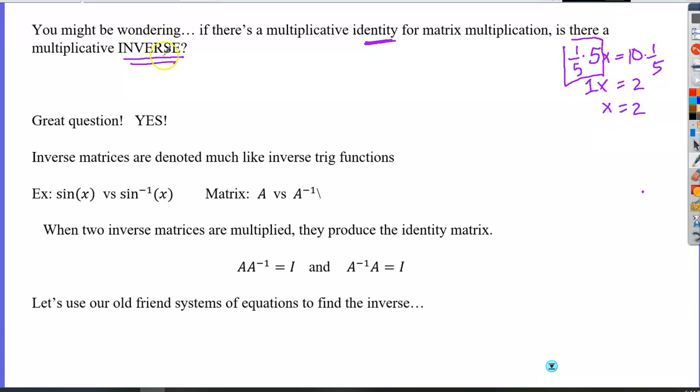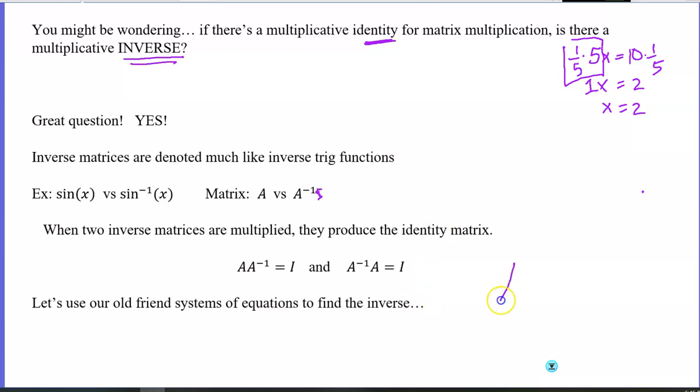So is there an inverse, a multiplicative inverse for matrices? Yes, there is. Good question. So inverse matrices, because that's basically what we need, are denoted a lot like inverse trig functions. Remember how we had sine and then sine inverse, which meant to undo sine? Same thing for matrices. For matrices, we have A and A inverse. So this is the inverse matrix for A. What that means is if I multiply A with its inverse, it should give me the identity, which we talked about on the previous page. Or if I multiply the inverse by A, I get the identity.